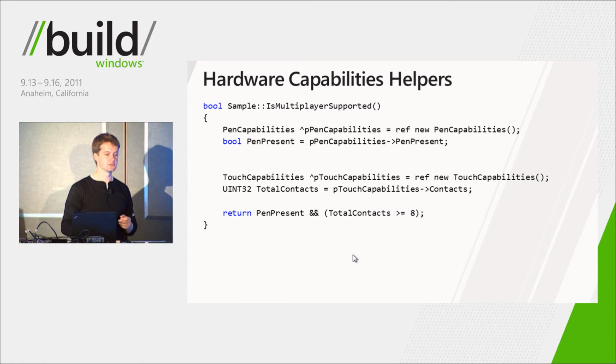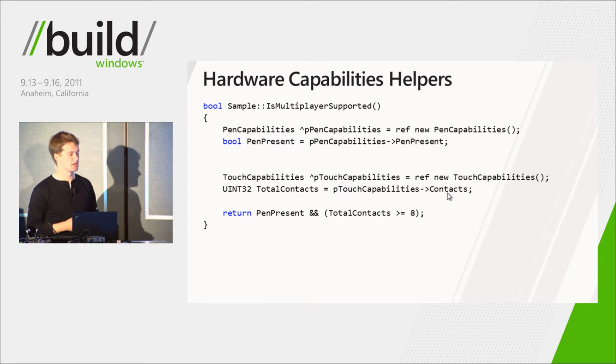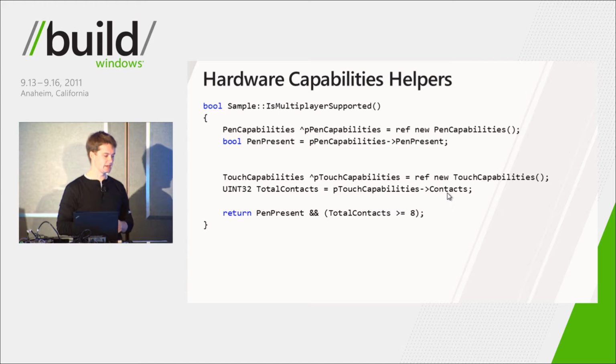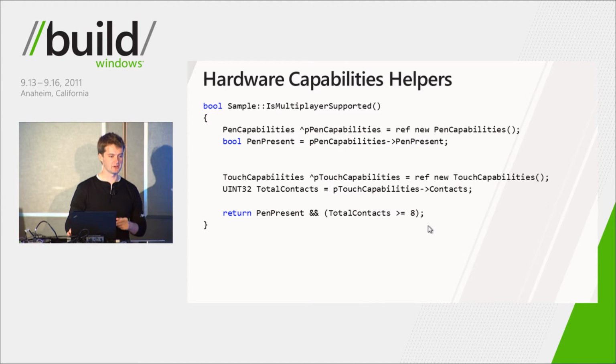Using the helpers here is pretty straightforward. Just new up a pen capabilities, check the pen present property. We can new up touch capabilities and pull the contacts off it. If I was building a game and my game's very complicated, I need to support multiplayer, both a pen and at least 8 contacts, this would be some simple logic to help figure out whether we'd enable multiplayer on our start screen.